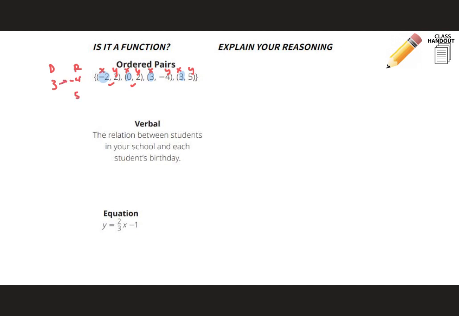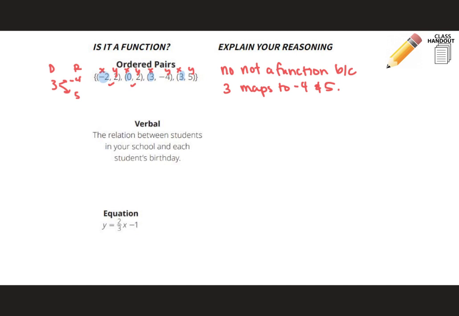So since there are 2 arrows coming off of 3, again, think of it as putting it into a machine. If I put in a 3, I want to know exactly what I'm going to get out. Well, when you put in 3, sometimes you might get a -4, sometimes you might get a 5. So in this case, this is not a function. So no, not a function, because 3 maps to -4 and 5.